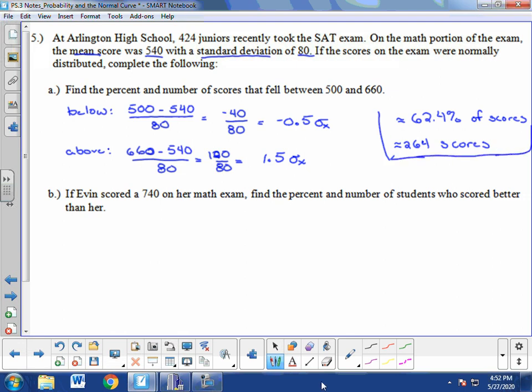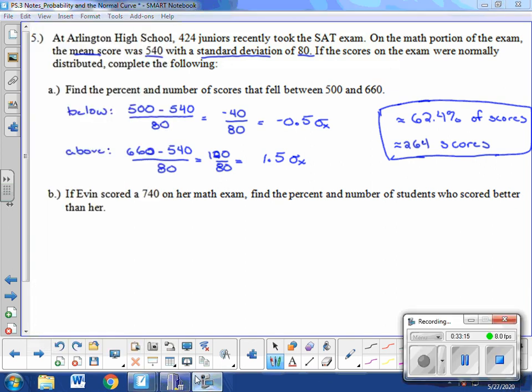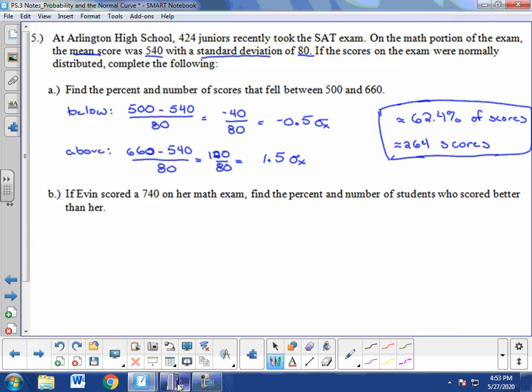So because we know that it's normally distributed data, it told us right there at the end, we can use this distribution curve to figure out the percentage of scores that are between these significant values, 500 and 660. I don't know why 500 and 660 is significant in this case, but it is. And so we can find that 62.5% fall within that, and that's 264 of our juniors within those scores. Now, we can go further.